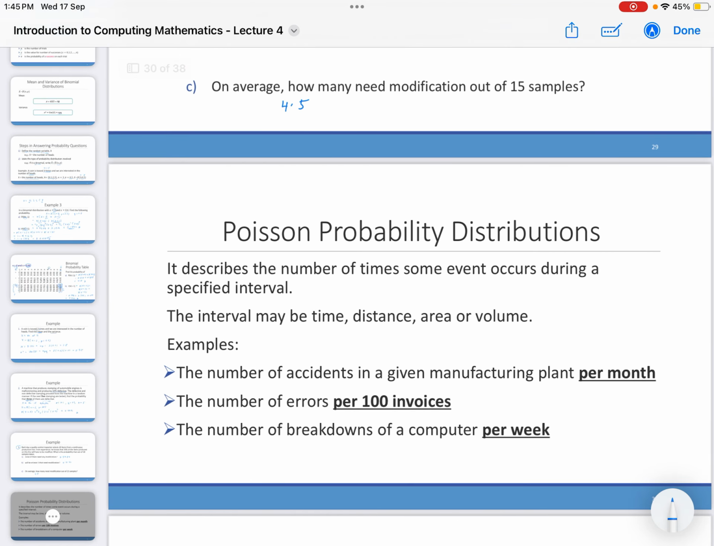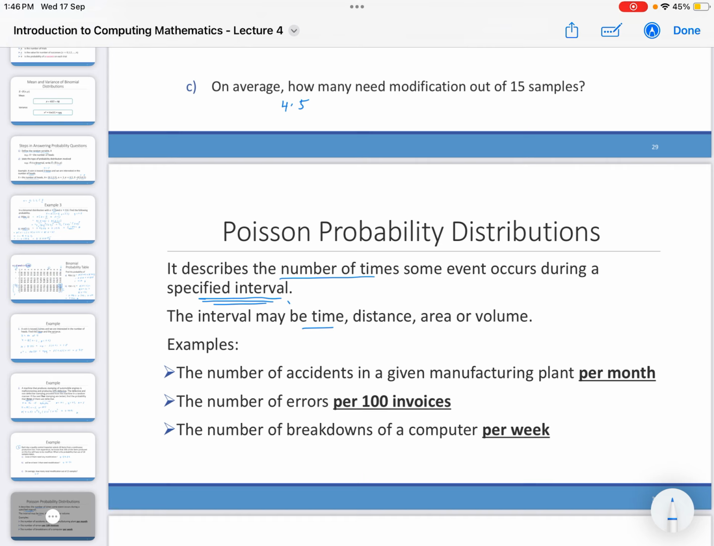Okay, let's look at the next one, Poisson probability distribution. It describes the number of times some event occurs during a specified interval, or we can say the average number of times in specified intervals. So the keyword here is actually specified intervals. The interval may be time, like in a day, or in a week, or in a month, in a year.